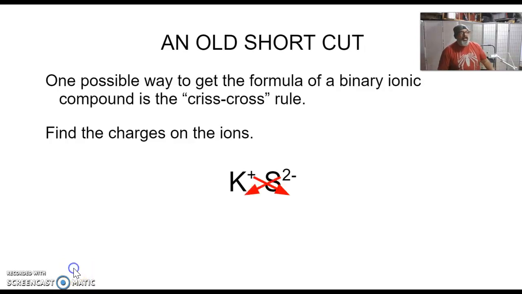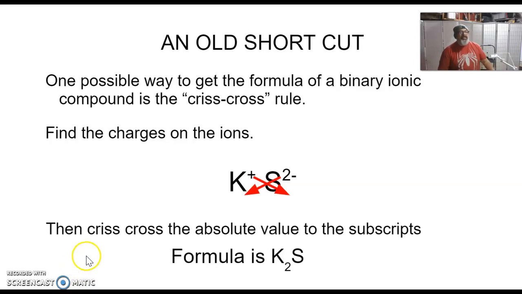You got the criss and the cross. And it says crisscross the absolute value. That's another way to do it. Don't bring down the charge, just the absolute value of the number. And then you put them as subscripts, and it's K2S. Again, it's called potassium sulfide.